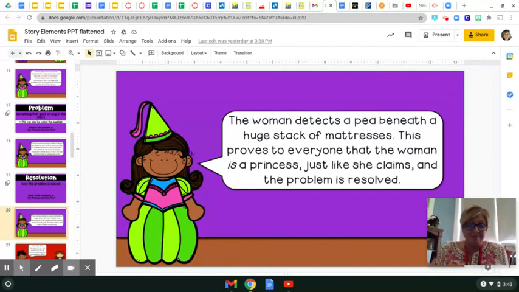Again, it's not always a happy, clear-cut ending. Sometimes a story leaves us hanging a little bit. We have to figure out some things on our own. So that's a summary of problem and solution.